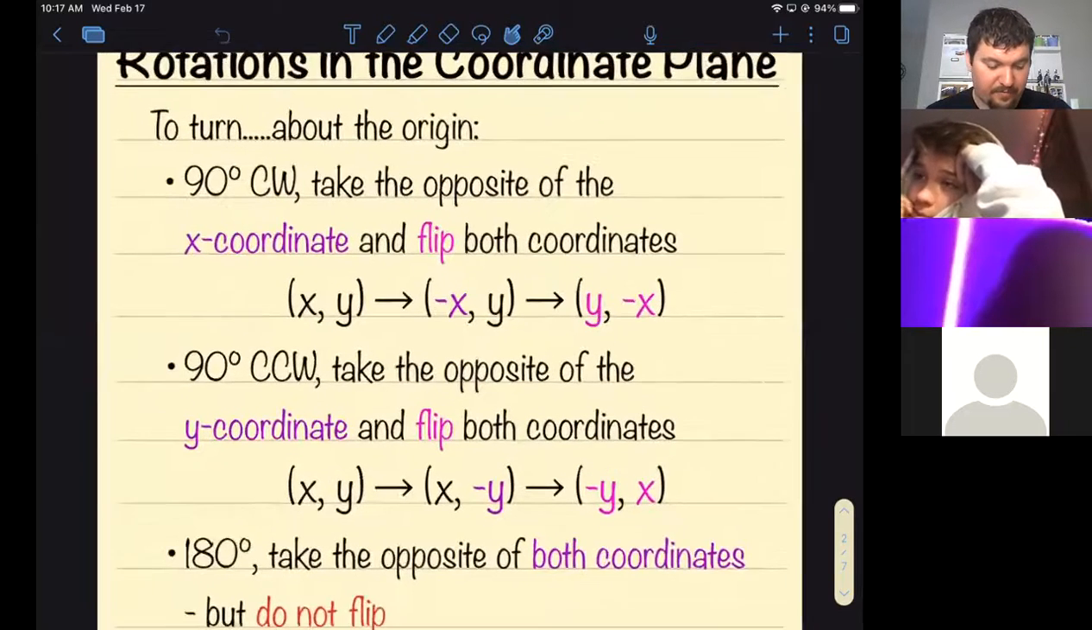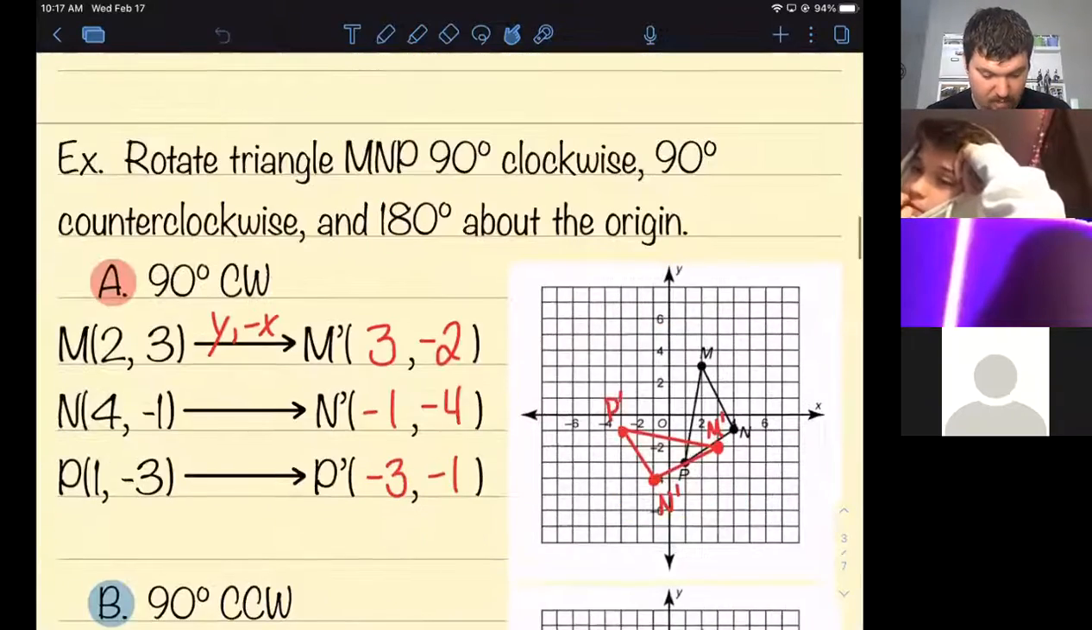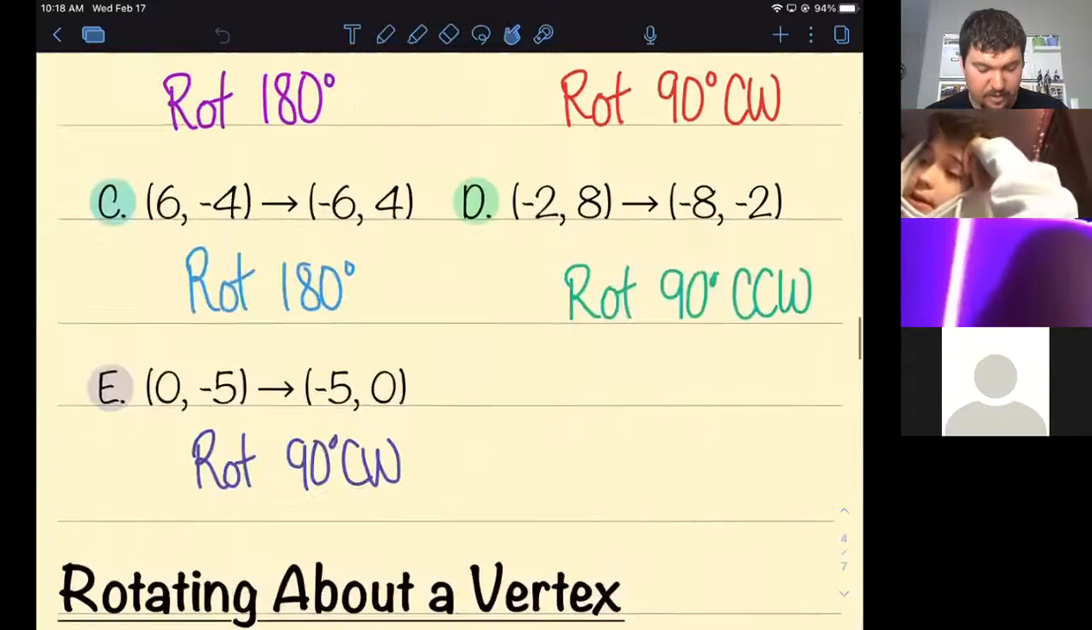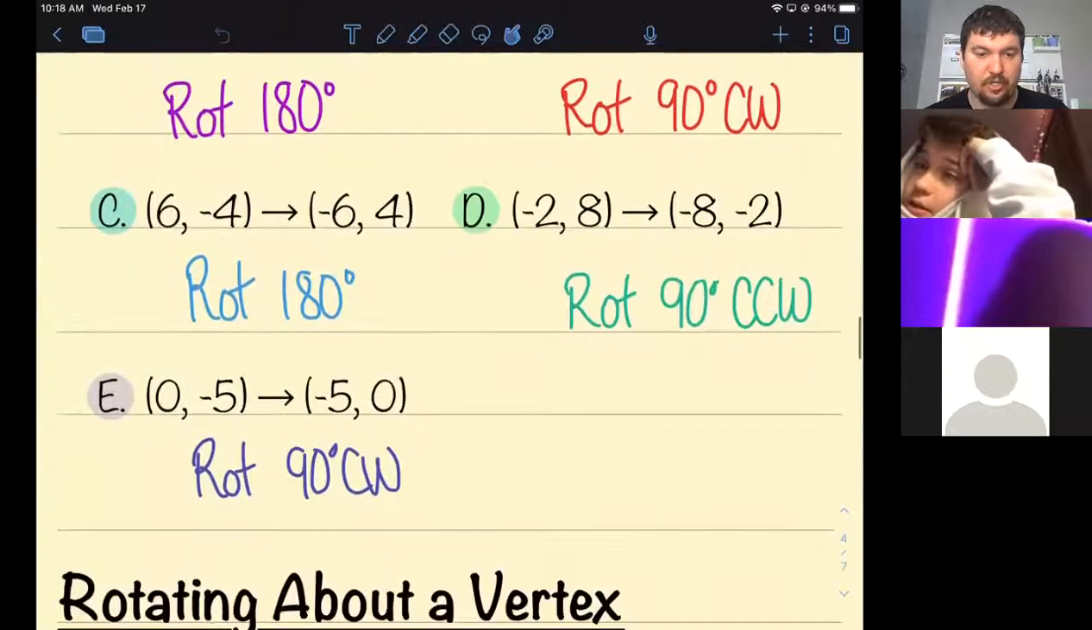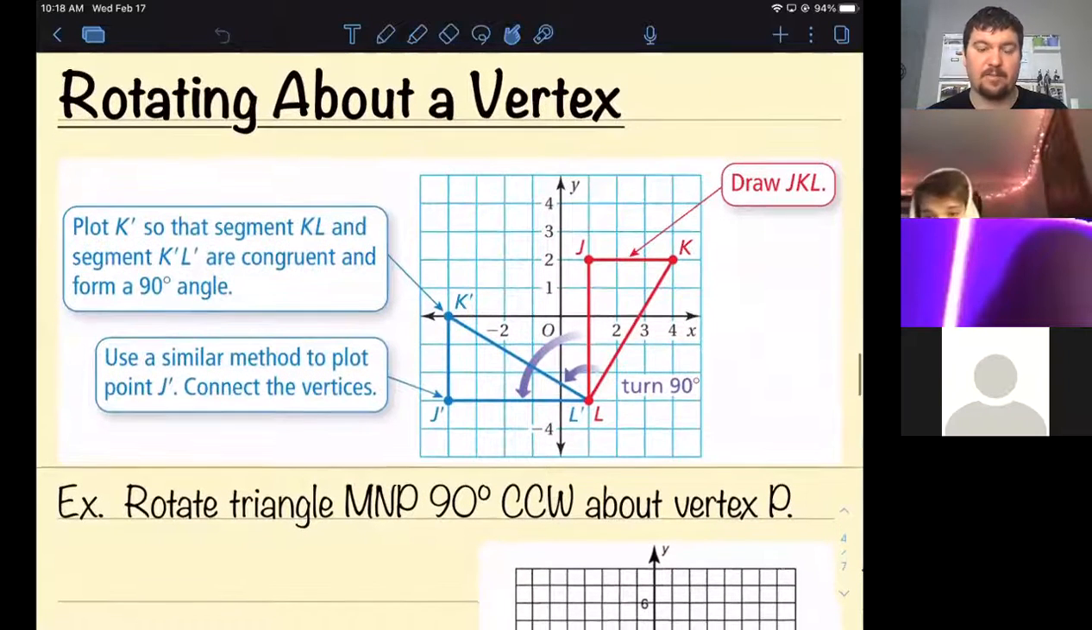And so we looked at a lot of them. We did all of them basically. We did the 90 degrees clockwise, counterclockwise, and the 180-degree. We even looked at some of the different coordinates and how it changed the coordinates. So now what I want to do is talk about rotating around the vertex, because we have one homework question, I think it was number 15, that had you rotate around a vertex.